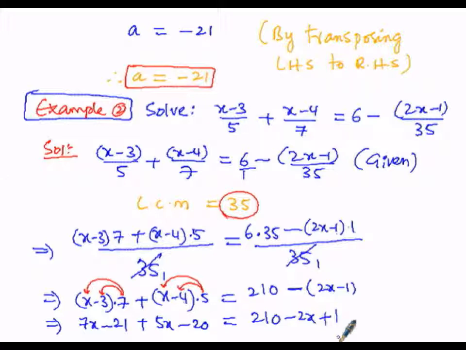Then now I am going to write all the like terms together. By further simplification on the LHS, 7x is positive and 5x is positive, so plus of plus is plus, we add 7x plus 5x to get 12x on the LHS. Then minus 21 and minus 20 are like constants, so we add 21 plus 20 to get 41, and since 21 and 20 are both negative, the sign is negative, so we attach a minus sign here.